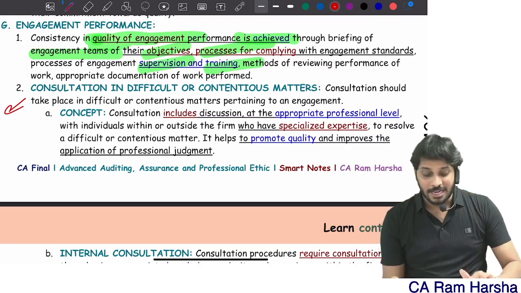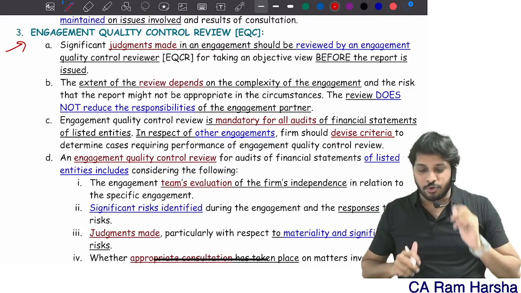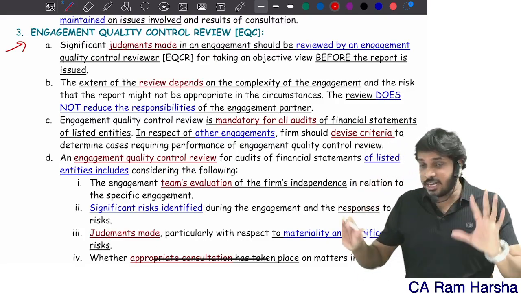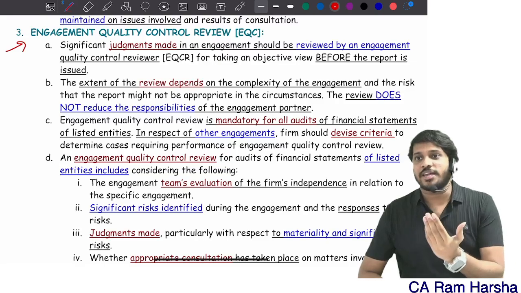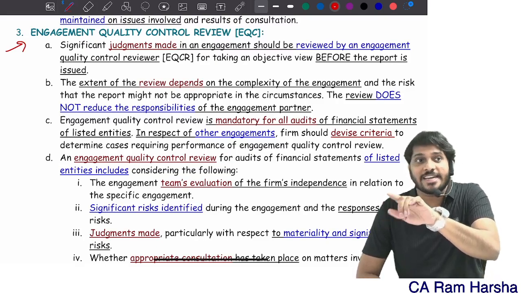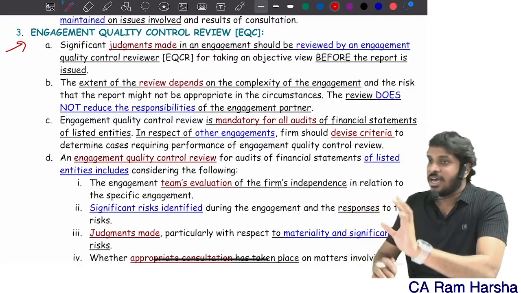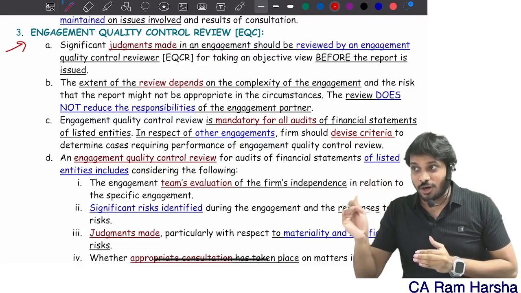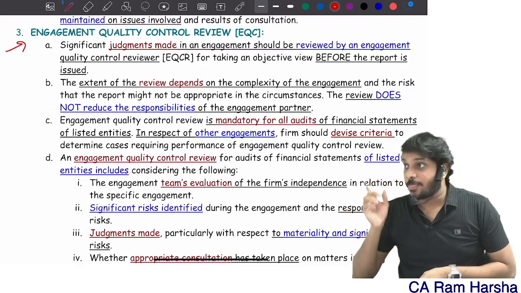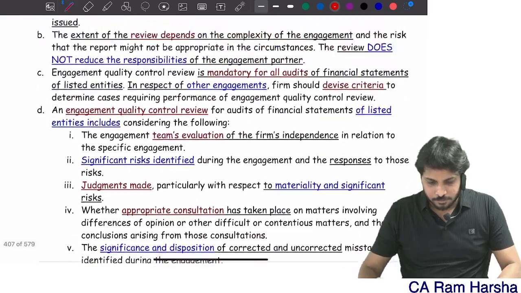Document the consultation. Now the question is about the quality control reviewer. By the way, can we consult the quality control reviewer also? On any audit matters, can we consult with him? Yes, you can consult, as long as he does not participate in the audit and does not dictate the audit process. As long as the consultation is to such a level, the reviewer can be consulted. But if the reviewer's involvement in the audit becomes too high, the reviewer should be changed, or the person to whom you are consulting should be changed. That's what is given.